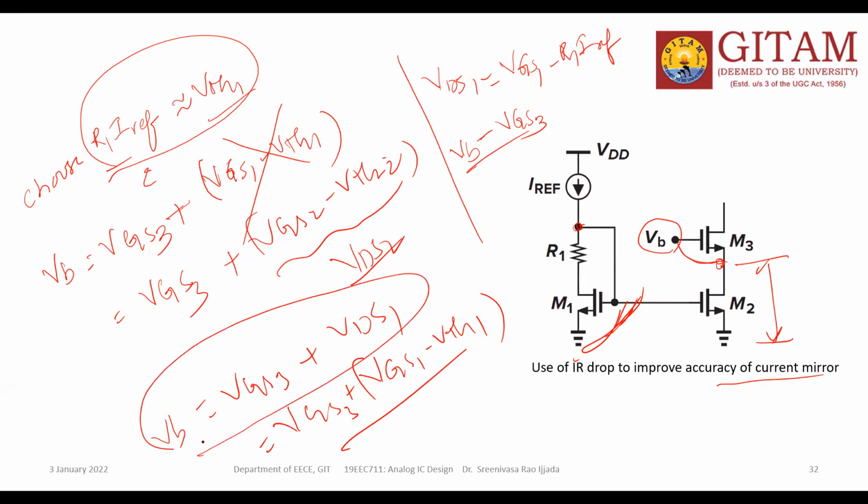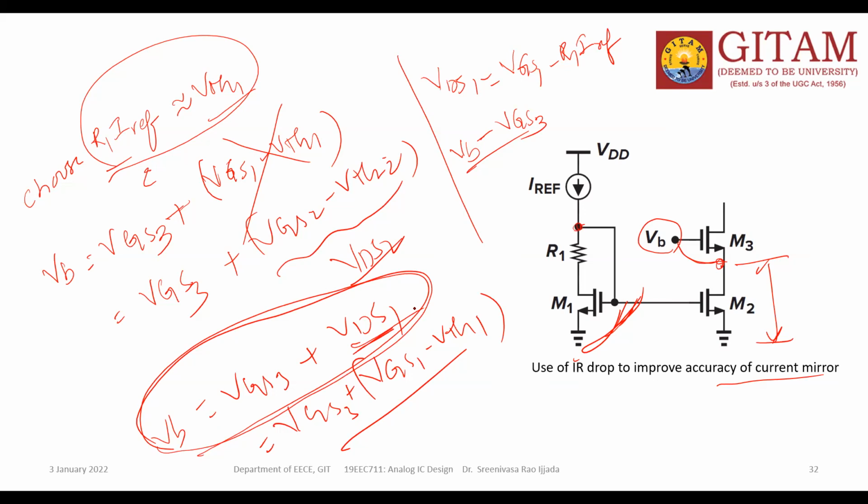From this equation, what is the VDS1? VB minus... Got my point or not? From this expression, VB is equal to VGS3 plus VDS1. I am asking what is the VDS1? VB minus VGS3. And hence VDS2. Got my point or not?